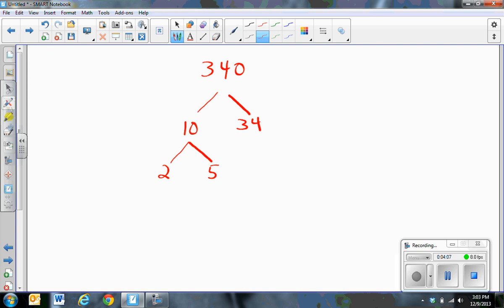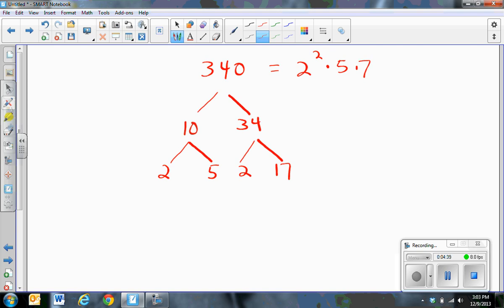What about 34? It's an even number, so we know it's divisible by 2. Okay. Is it divisible by 3? Well, we can check. 3 plus 4 is 7. Nope, 7 is not divisible by 3. So 34 is not divisible by 3. So we'll stick with 2. 2 times 17. Is 17 prime? Yes. So we're done. So we're going to write 340 as 2 squared times 5 times 17.